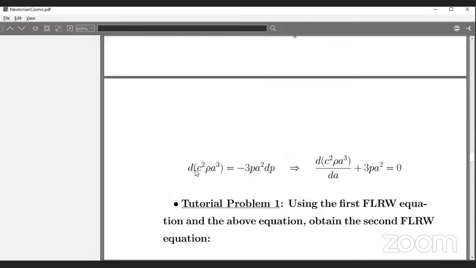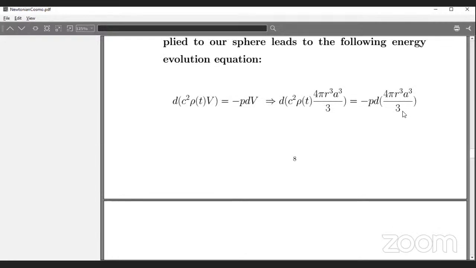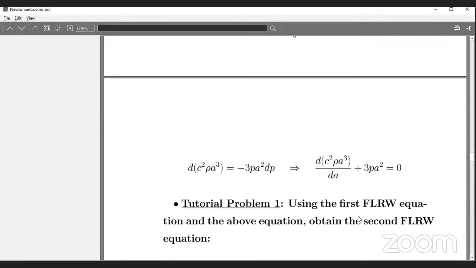So that we have the result that d of c squared rho times a cubed. Remember, what I did was, because 4 pi r cubed by 3 does not change with time, it comes out of the differential d, and that happens on both sides and they get cancelled, so that one gets the equation d of c squared rho a cubed is minus 3p a squared. Here there's a typographical error. It's not dp, but da.